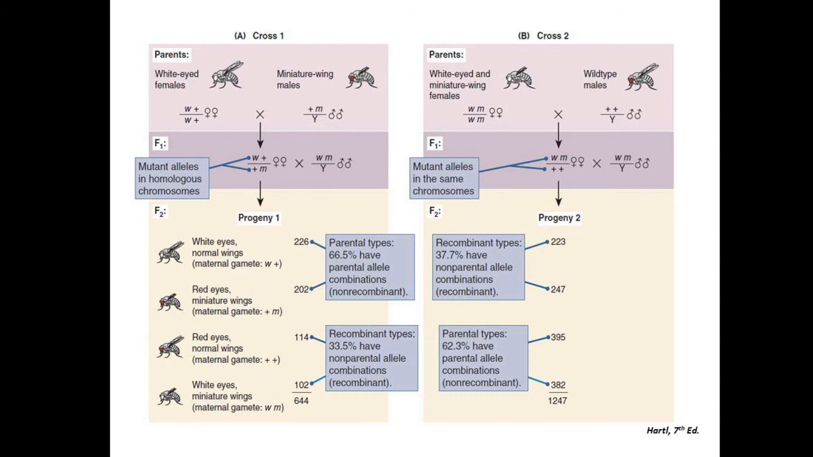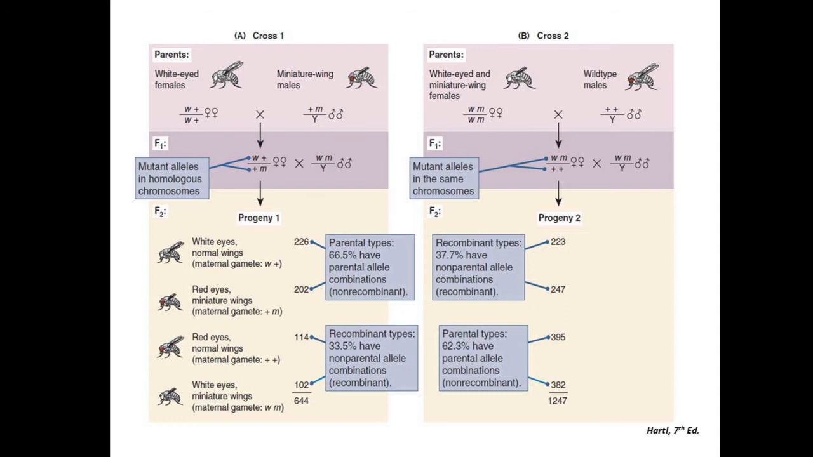You look at the parental type, because there are two parental types: white eye normal wing female and miniature wing red eye male. So the first male in F2 generation is similar to one of the parents, white eye normal wing, W plus. Second one, red eye miniature wing, plus M, again matching one of the parents. The third one is red eye normal wing, and the fourth one white eye miniature wing.